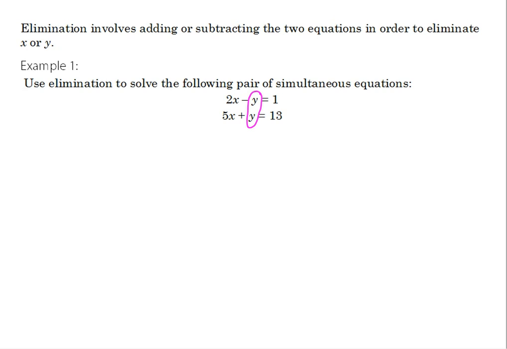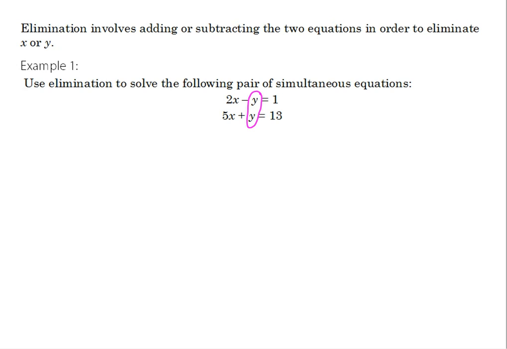So our next decision, once we've decided which variable is to be eliminated, is to decide whether we're going to need to add or subtract these two equations in order to eliminate that variable. So the idea is if you have 2x in both the equations, if you subtract them, you won't have 2x, you won't have any x's anymore.